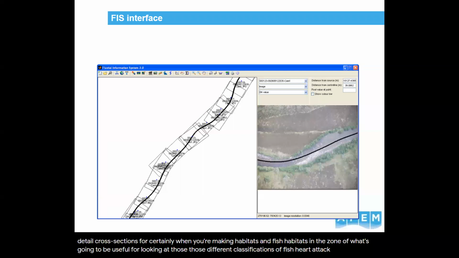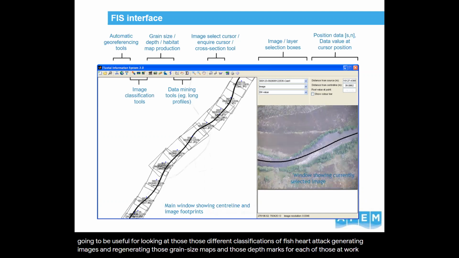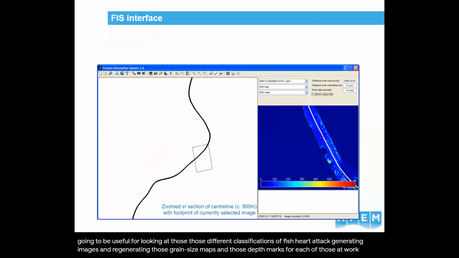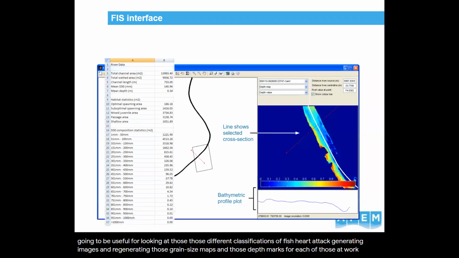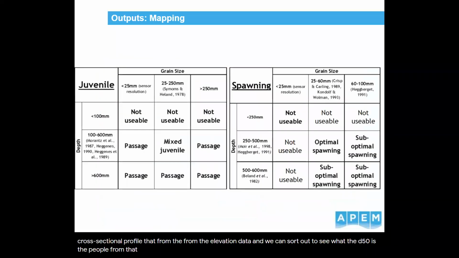So this is what the software looks like when it's been generated. We've got those series of images, and we're generating those grain size maps and those depth maps for each of those. I won't go into the interface in too much detail, but we pick one of those images and we can see the cross-sectional profile of that from the elevation data, and we can select to see what the D50 is, the average grain size, for example. And the outputs, once we've got that, we can then use that information to start classifying into useful habitats.